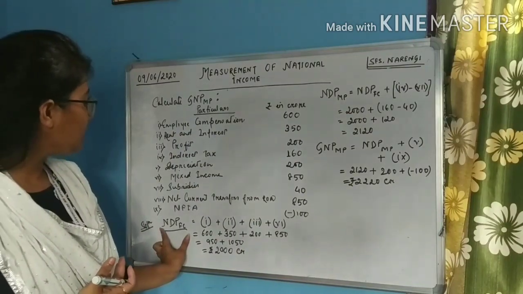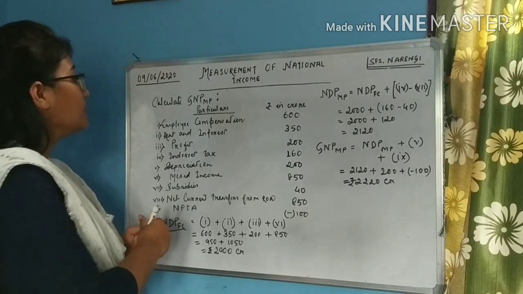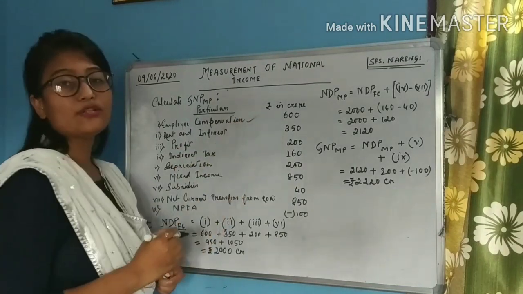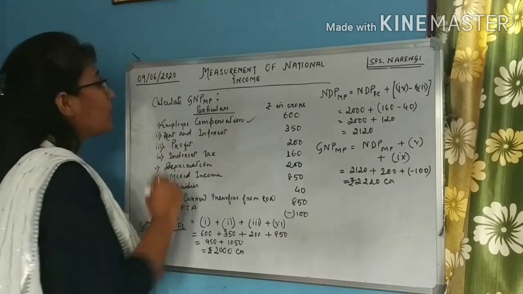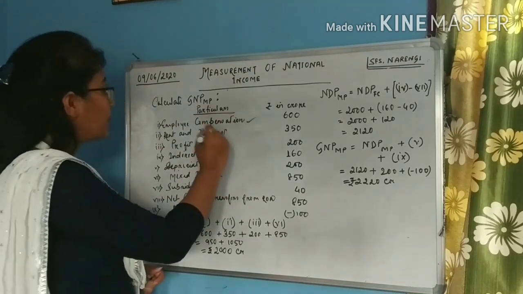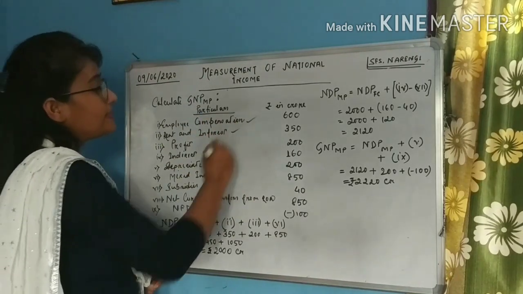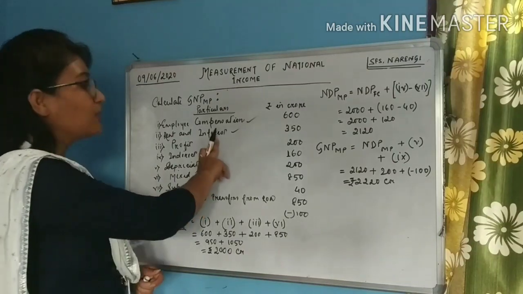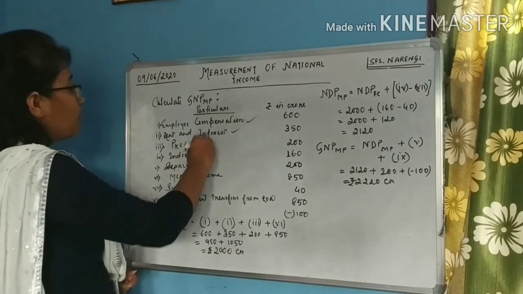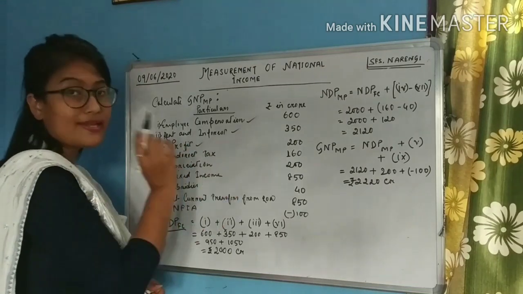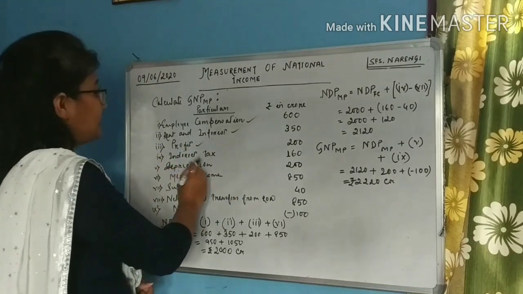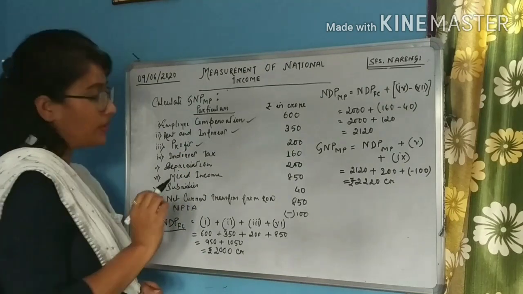So for NDPFC, we have to add the various components of the factor income. So employees compensation is one component that will be added. Rent and interest will be added. It is a part of operating surplus. Profit will also be included. Indirect tax won't be included as of now. Okay. Depreciation won't be included as of now.